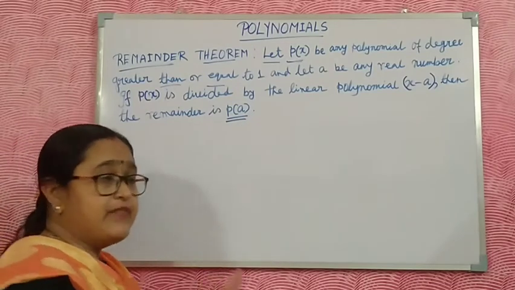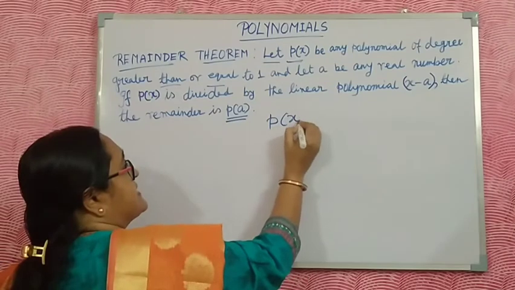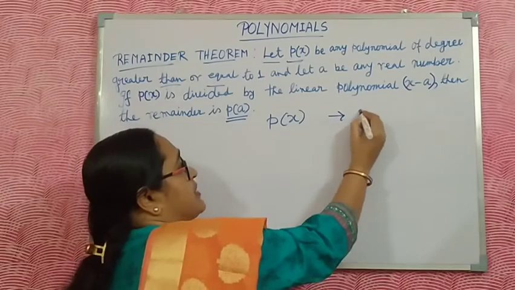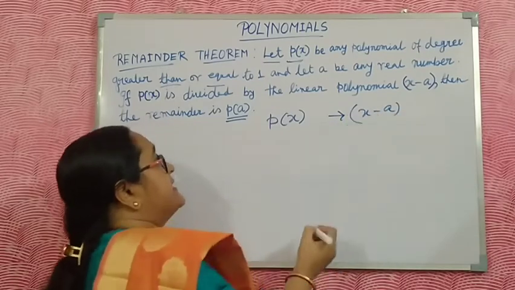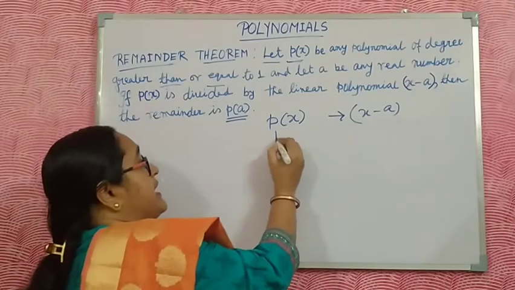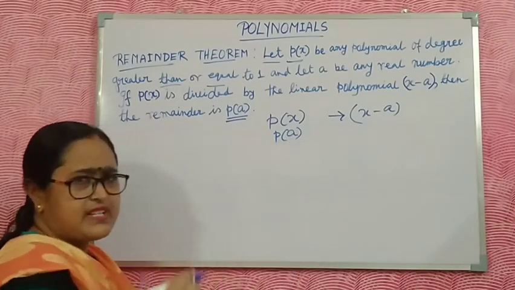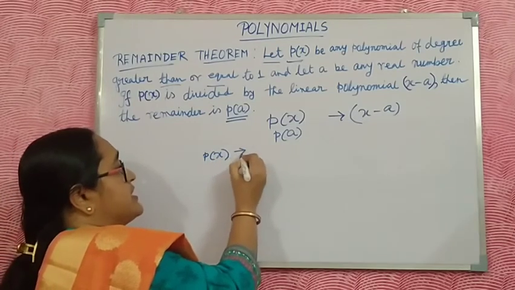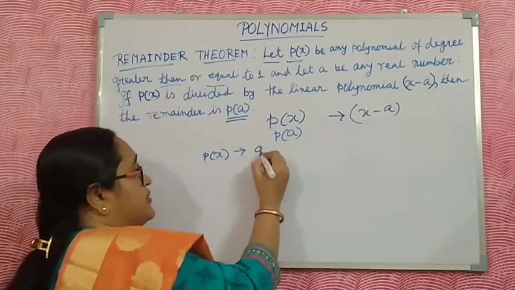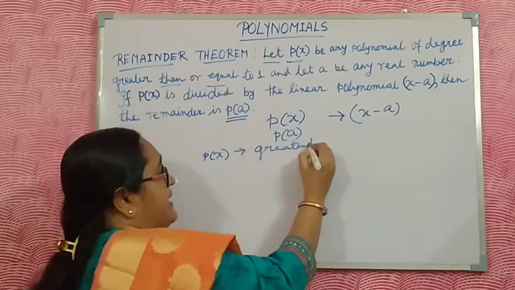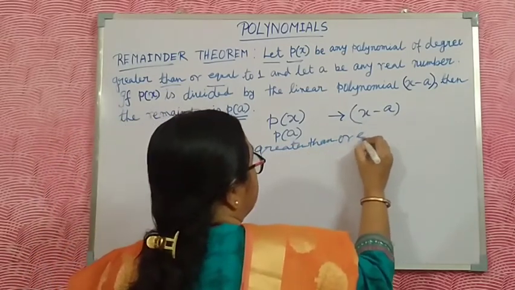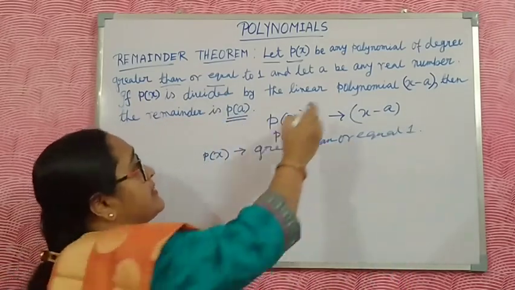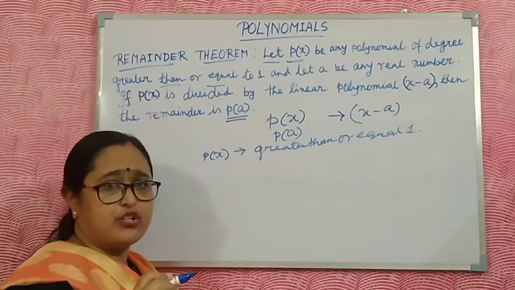What is this? If a polynomial whose degree is greater than or equal to 1 is divided by another linear polynomial x minus a, then the remainder is P(a). Let me explain. Let P(x) be a polynomial whose degree is greater than or equal to 1. Then a is any real number.